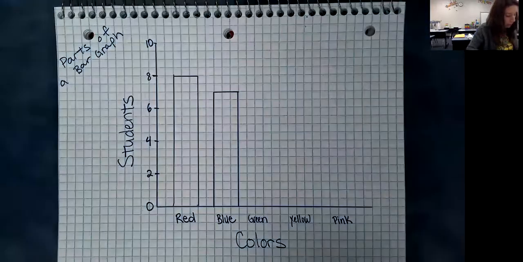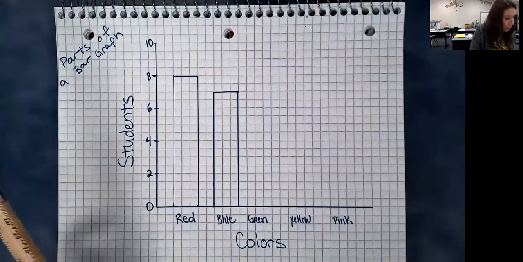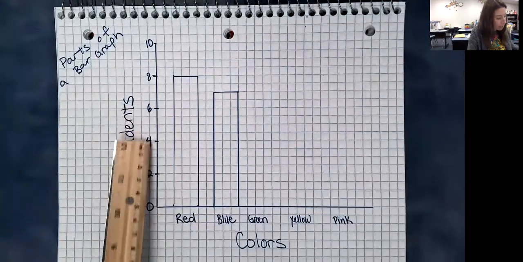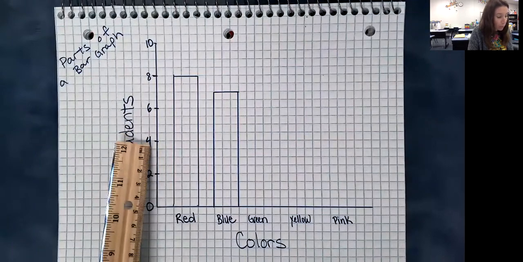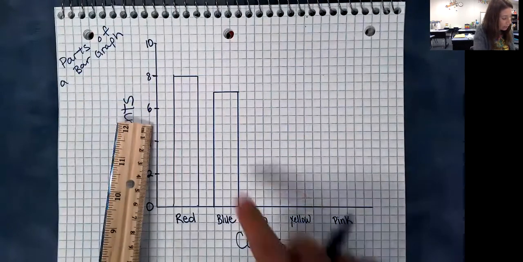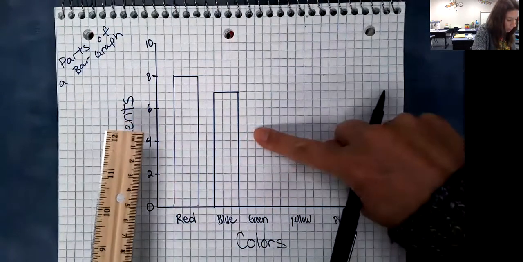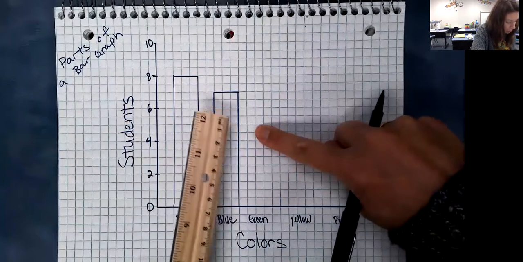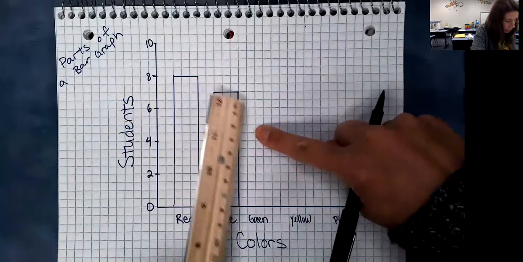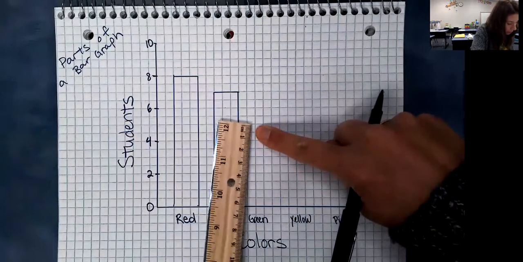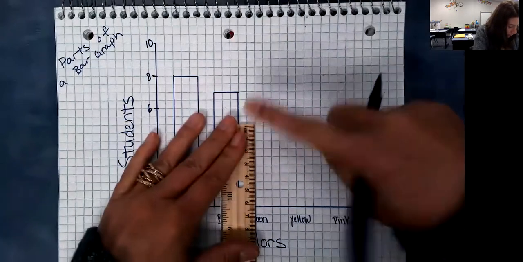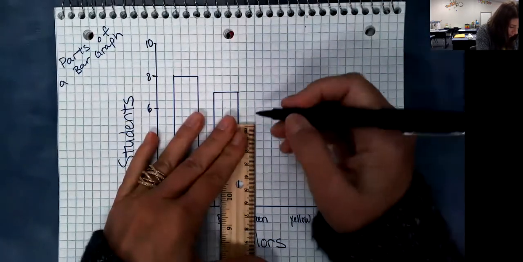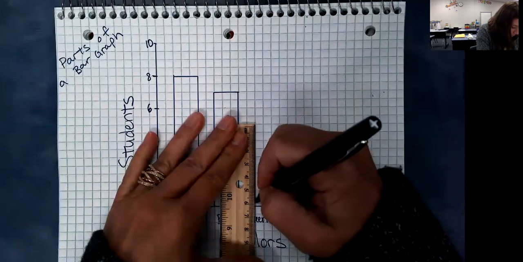Okay, there we go. And green had only 5 students. Again, on my scale, I don't have a 5, but I know in between 4 and 6 is 5. So right here, remember I'm going to skip 2 spaces just like I did over here, and use my ruler down straight and draw my nice straight line.